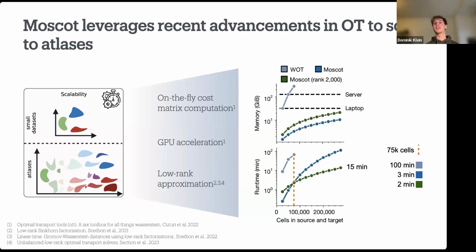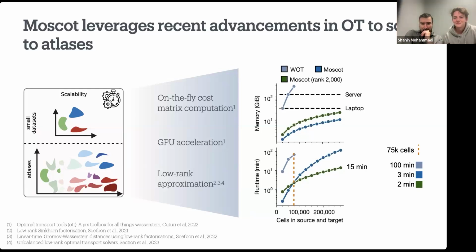So we can see that with Waddington OT, you cannot go beyond 75,000 cells, even on a server, because it just requires too much memory due to the quadratic computational complexity. At the same time, with moscot, we can easily go to 300,000 cells without any problems and could even go further, even on a laptop.